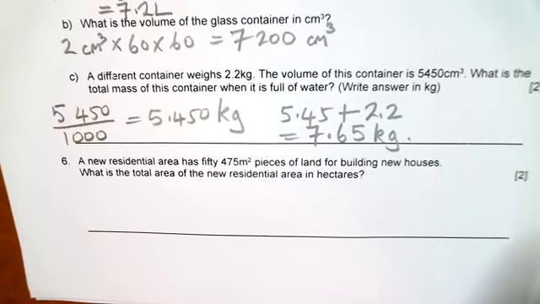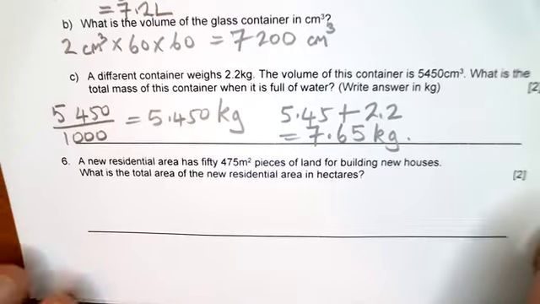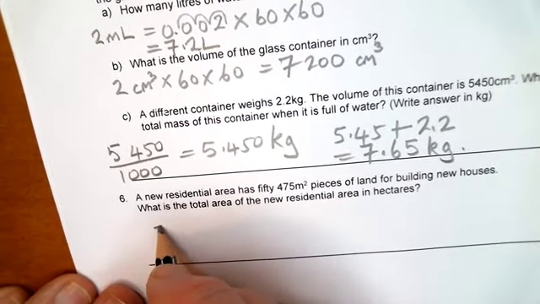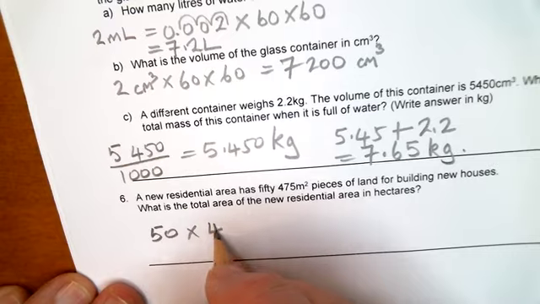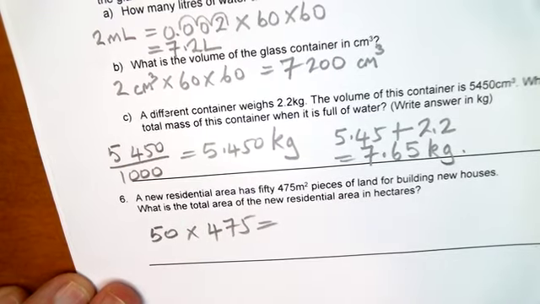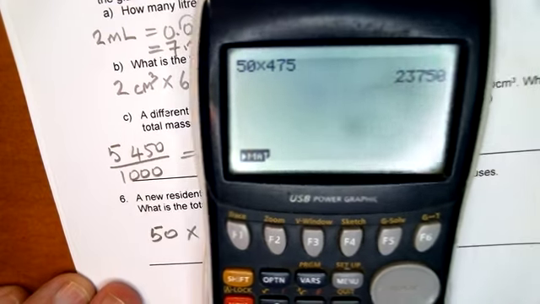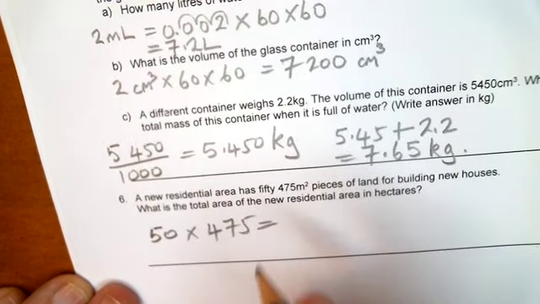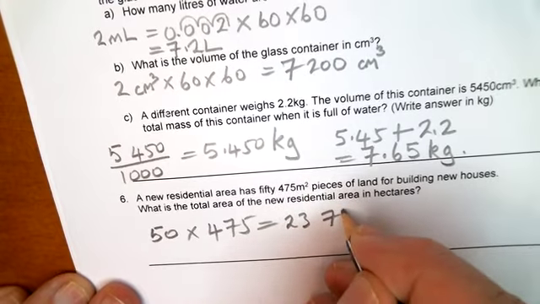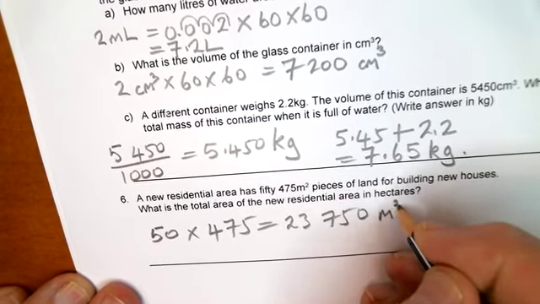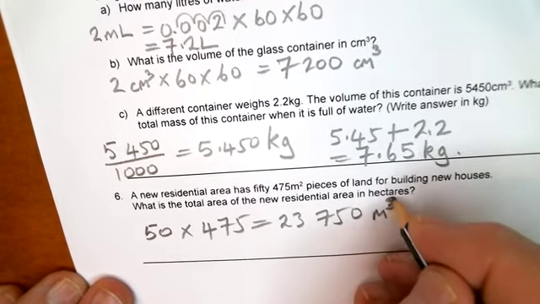Now, a new residential area has 50 pieces of land of 475 square meters each, for building new houses. What's the total area of the new residential area in hectares? Well, let's find out how much the total area is. So it's going to be 50 lots of 475, which is 23,750. 23,750, and that's going to be square meters.